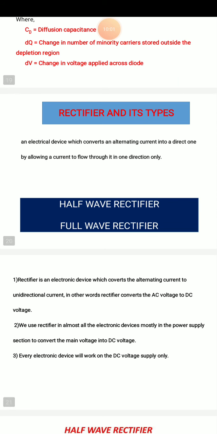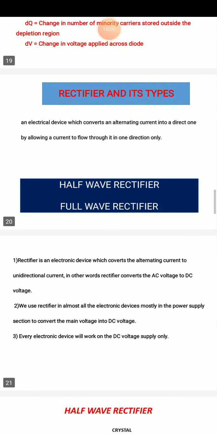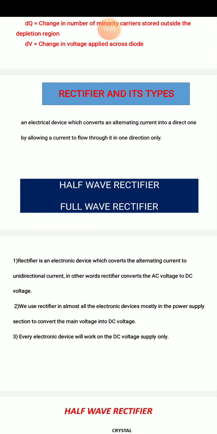So next topic, we'll be discussing rectifiers. A diode also acts as a rectifier, but for particular applications we need a high quality rectifier device. The rectifier is nothing but an electrical device which converts an alternating current, AC, into direct current, that is DC, by allowing current to flow through it in one direction.